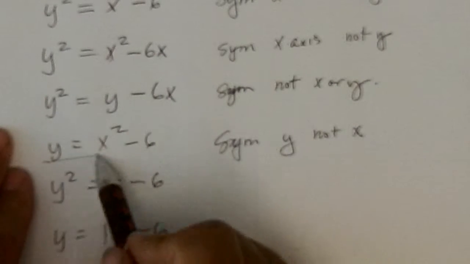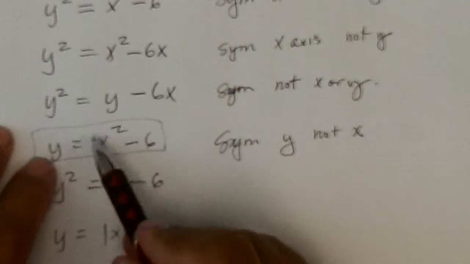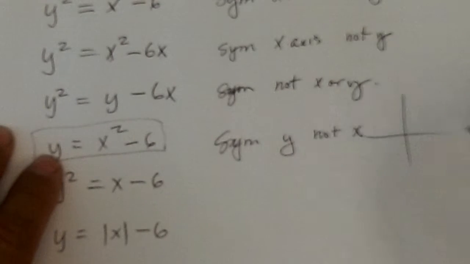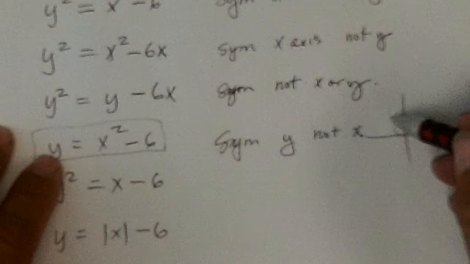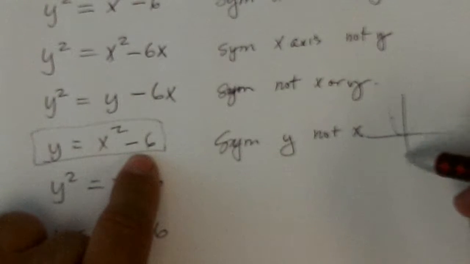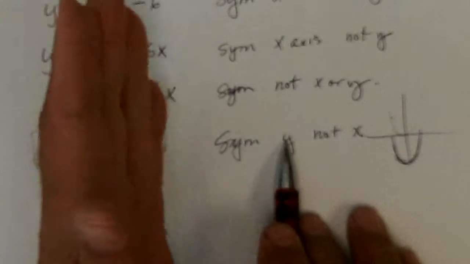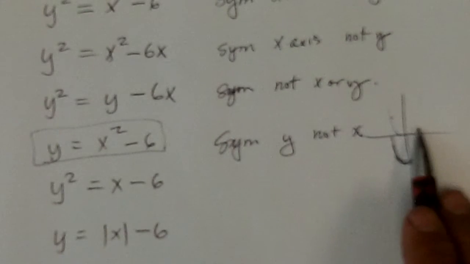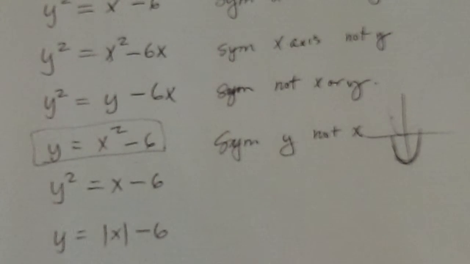Now, this one you should recognize as y equals x squared. It's the parabola, but it's moved down 6. So you can see it's symmetric with the y-axis, same on either side of the y, but not with the x.